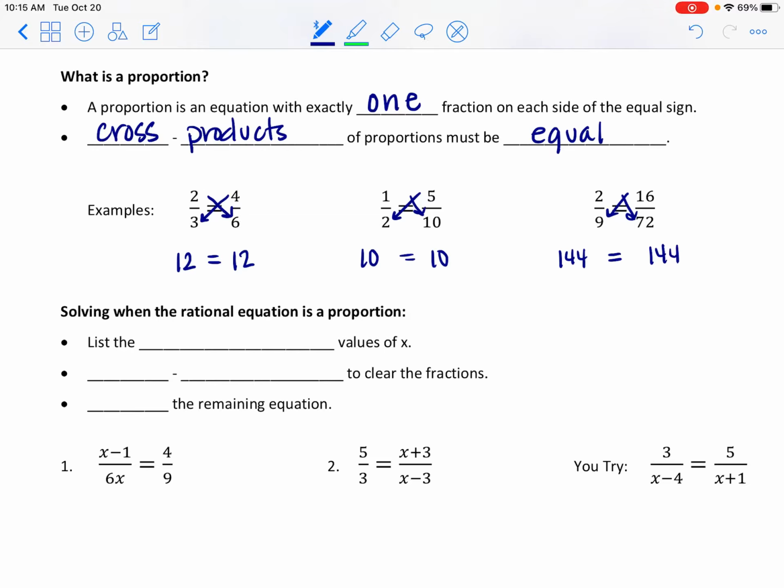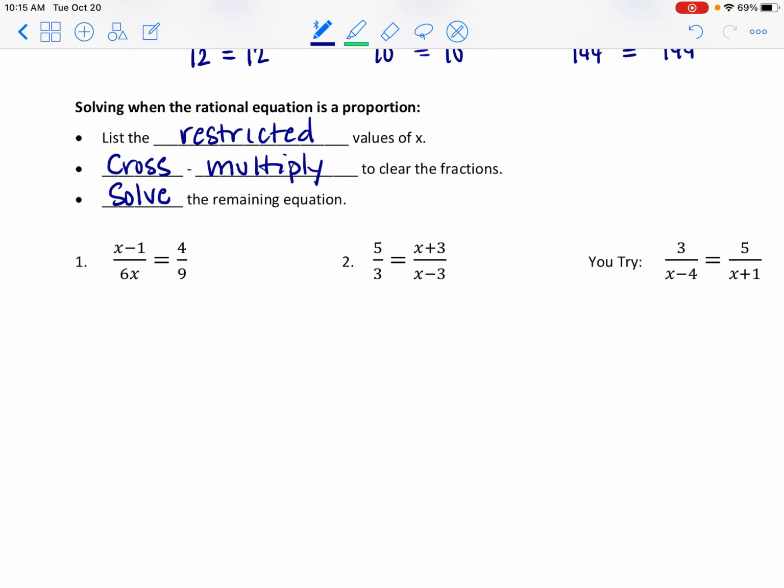All right, if we have a rational equation that is a proportion, then we're going to cross multiply and our fractions will go away. So before we solve, we still want to look for our restrictions. We're going to look for restricted values of x, and then if we have a proportion, we're just going to cross multiply. Once we cross multiply, our equation will no longer contain fractions, and then we should be able to solve the resulting equation. So it could be linear, looking for one solution. It could be quadratic, looking for two. But we're going to solve whatever is left after we cross multiply.